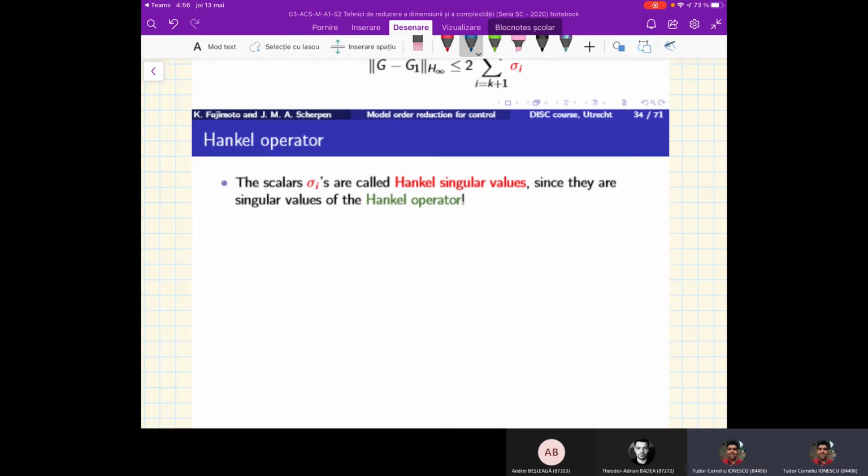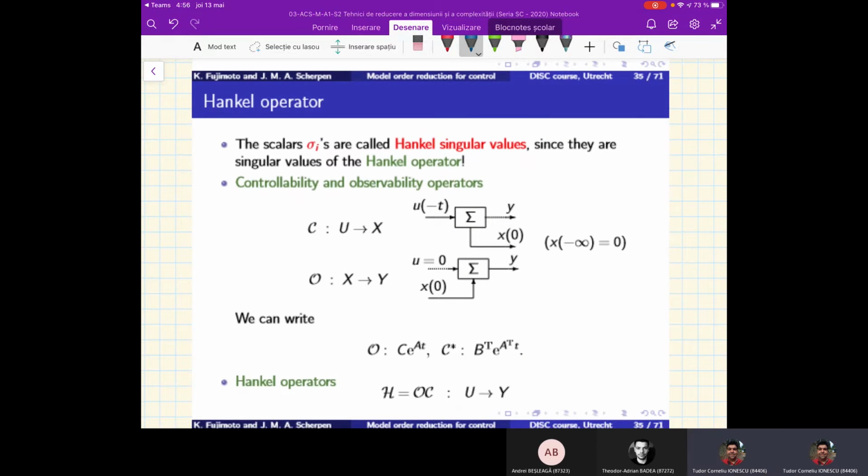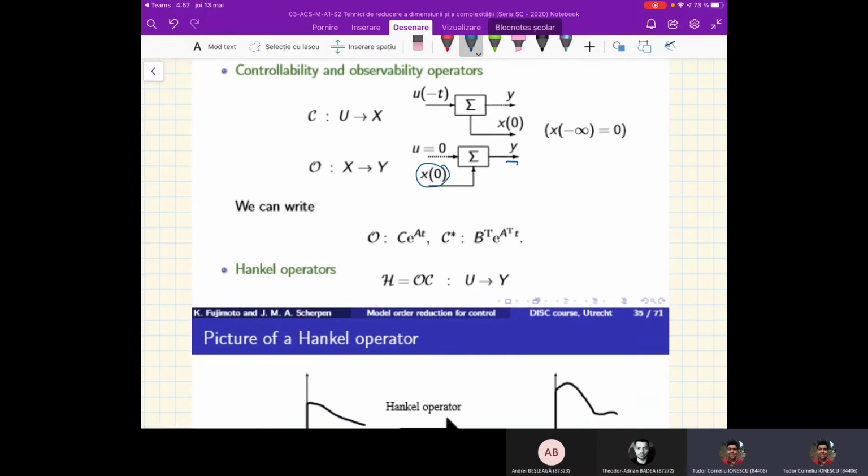The scalar sigma i's are called Hankel singular values because they are the singular values of the Hankel operator, and we have discussed this so far. It shows you here what the Hankel operator is. Here you have the controllability operator and the observability operator. Look at the controllability operator. Essentially, you take an input backwards in time and apply it to the system, and you check the state x0. Then you do not consider an output here. For the observability operator, you turn off the input at moment 0. You have the initial condition x0, and you look at the output free evolution of the system.